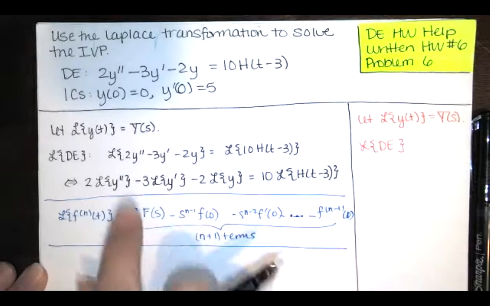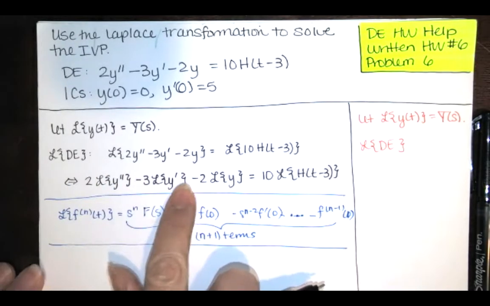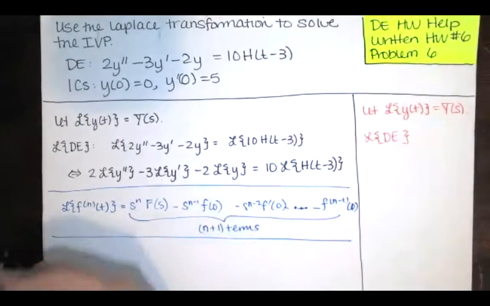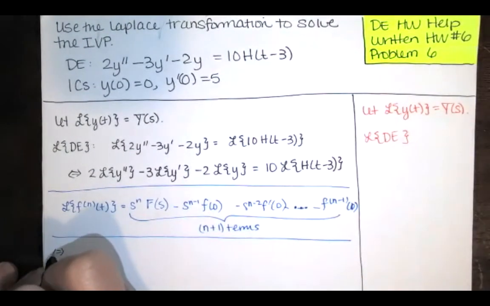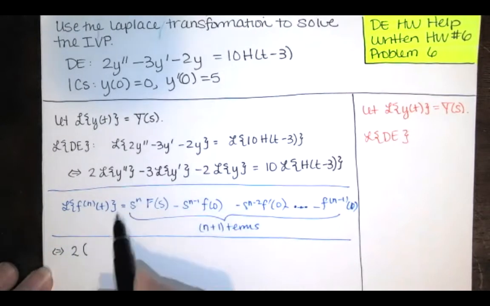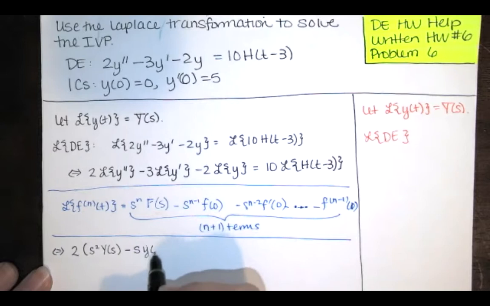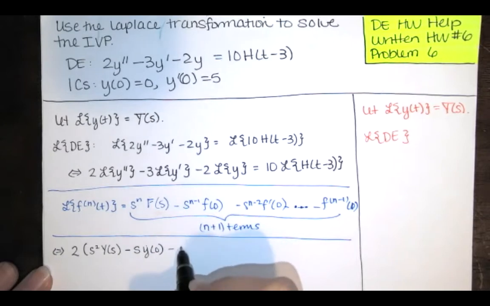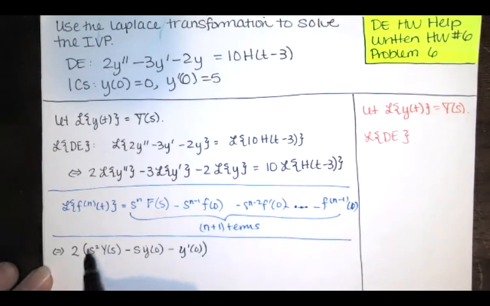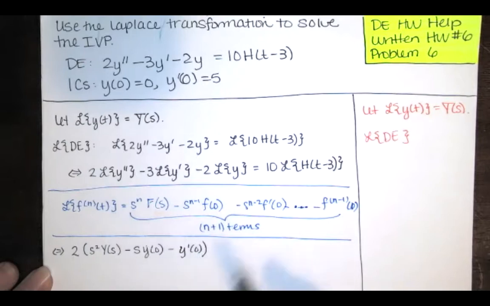So that is the rule that we'll be applying as we take the Laplace transform of this piece and the Laplace transform of this piece. So going back to the differential equation, we have 2 times the Laplace transform of y double prime. Matching this pattern, we're going to have an s squared times Y of s minus s to the first times little y at 0 minus s to the 0, which is 1, times little y prime at 0. You want to make sure you keep all of that in parentheses because it's multiplied by that 2. That 2 has to distribute there.